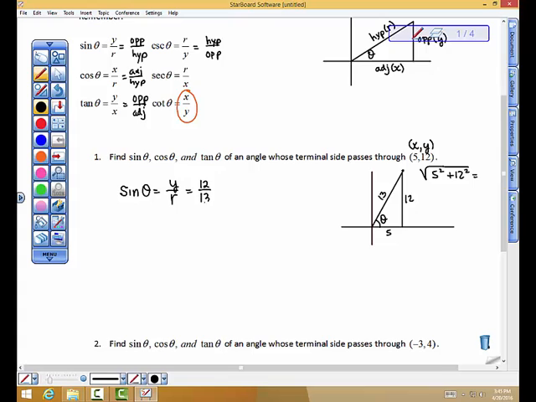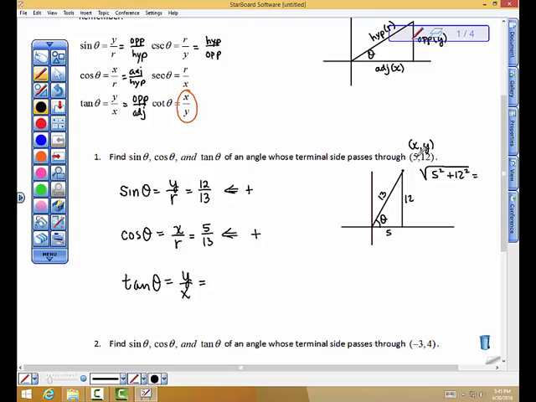I just want you to notice that that answer is a positive answer, 12 over 13. It is just a ratio. The cosine of theta is defined as x over r, and in my ordered pair, x is 5. My hypotenuse is 13. 5 over 13. Just notice that that fractional answer is a positive answer, and that the tangent of theta is defined as y divided by x.